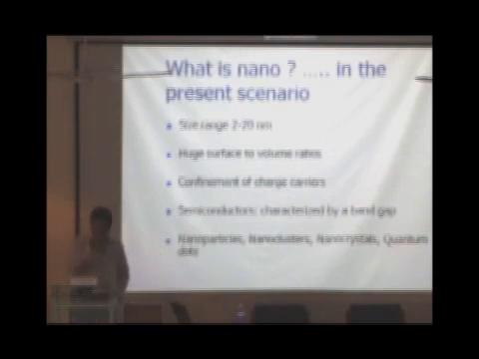Okay. Now people talk of nanomaterials and people talk of 100 nanometers, some people talk of 200 nanometers. The officially agreed value is between 1 to 100 nanometers. For me, it's still a narrower range, between 2 to 20 nanometers. It doesn't matter what the size is actually.